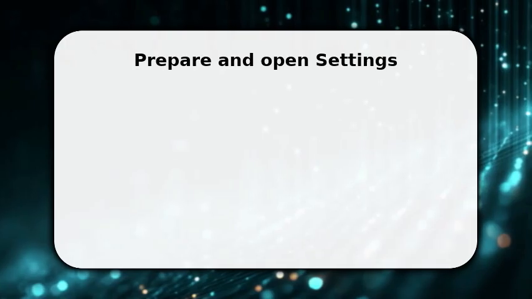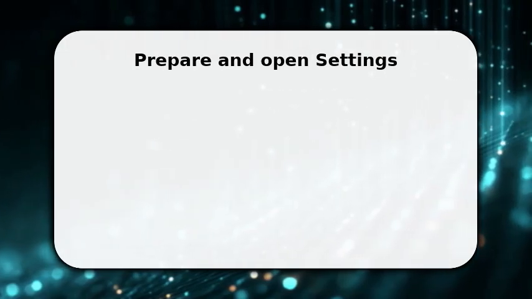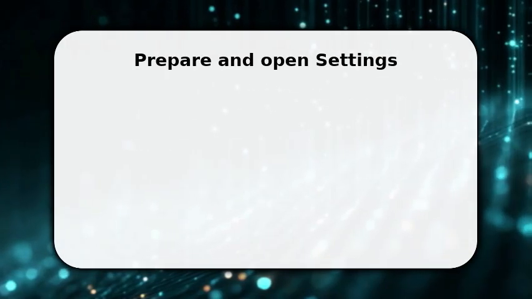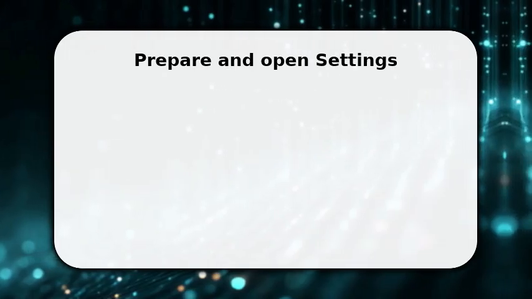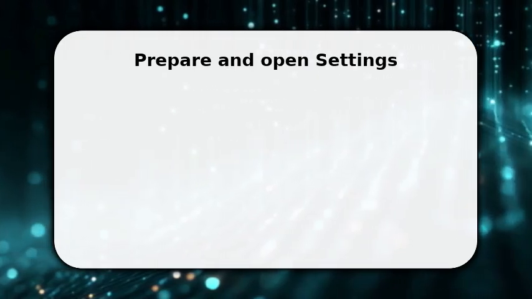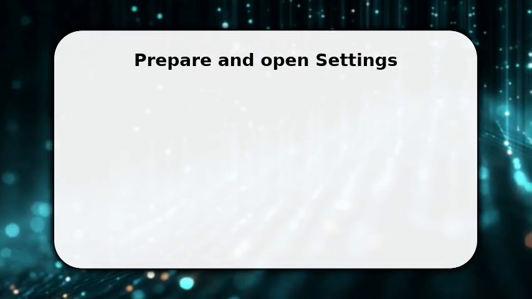You'll start by making sure the phone is awake and unlocked. This avoids interruptions when changing system settings. Once done, open the Settings app from your home screen or app drawer so you're in the device control center.